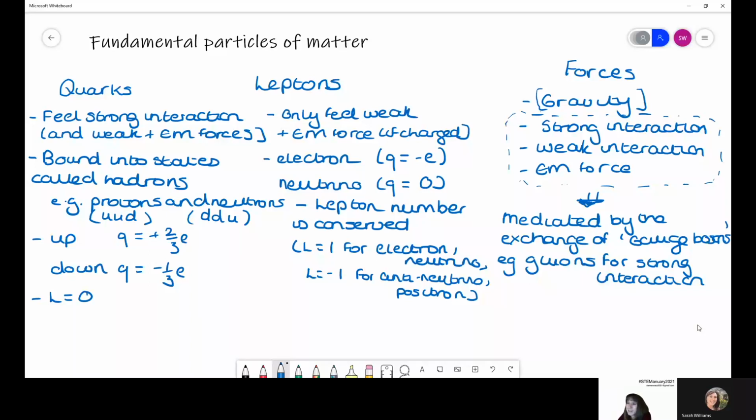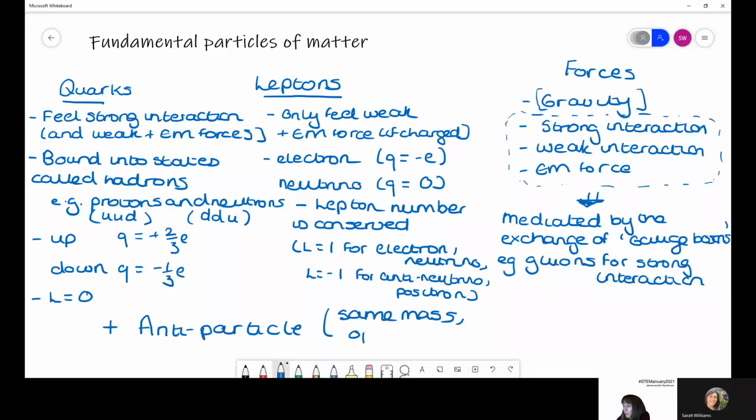Okay, so I've mentioned them a few times already, but it's important to note that all of the matter particles I've mentioned so far, so the quarks and the leptons, also have a corresponding antiparticle. And the antiparticle has the same mass, but opposite charge.